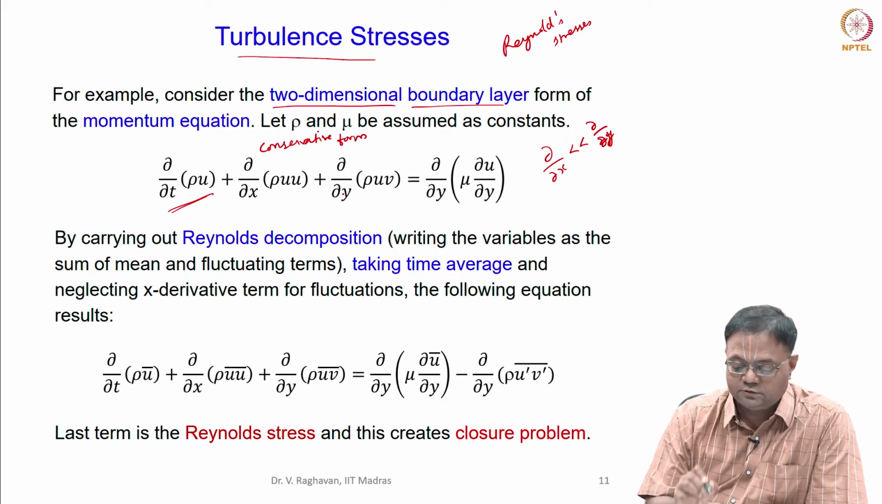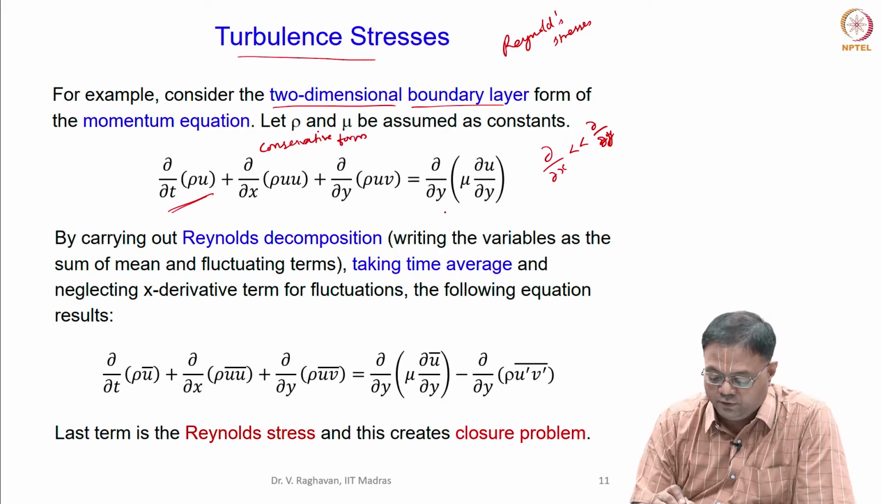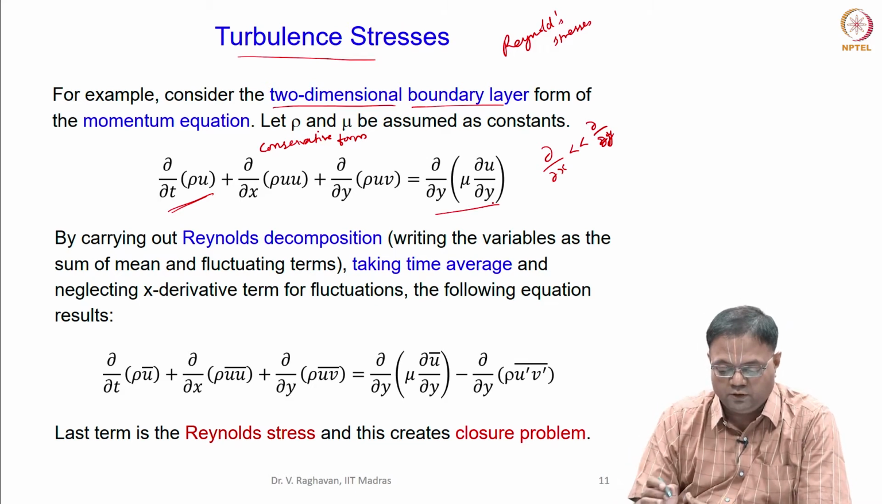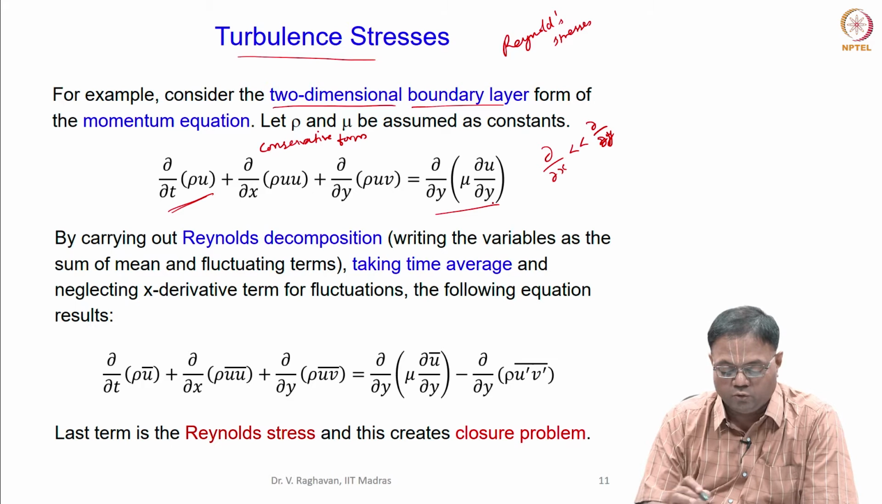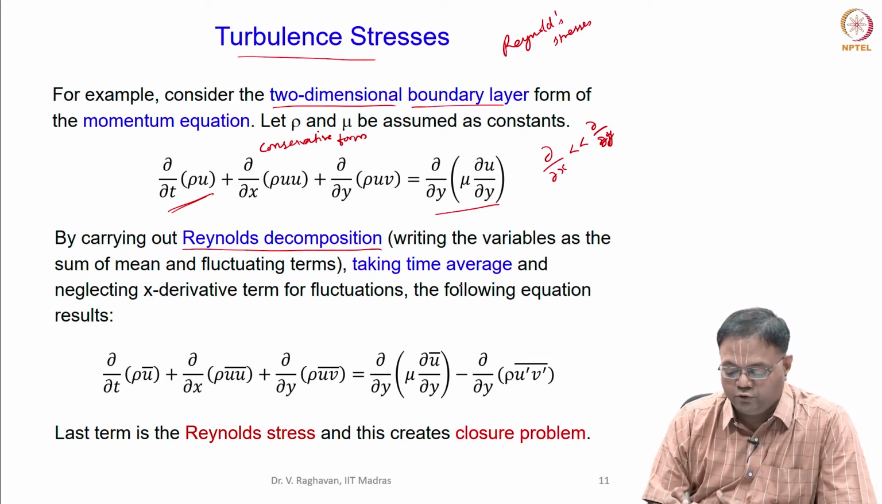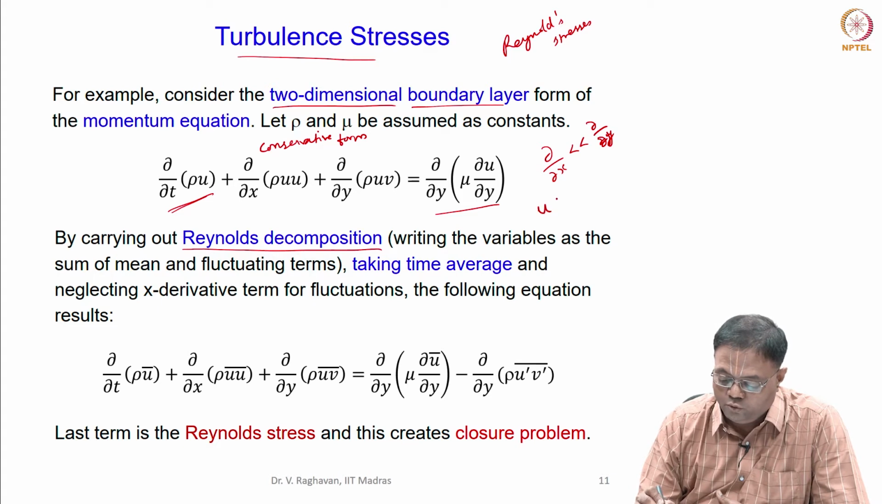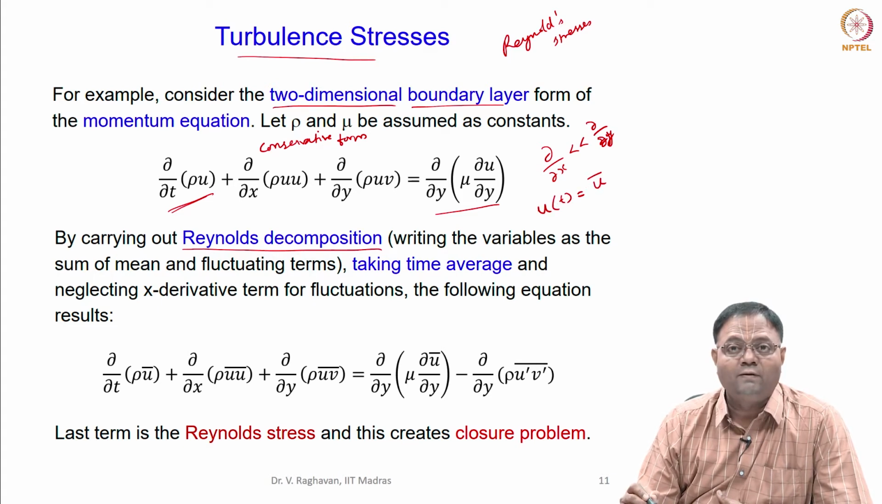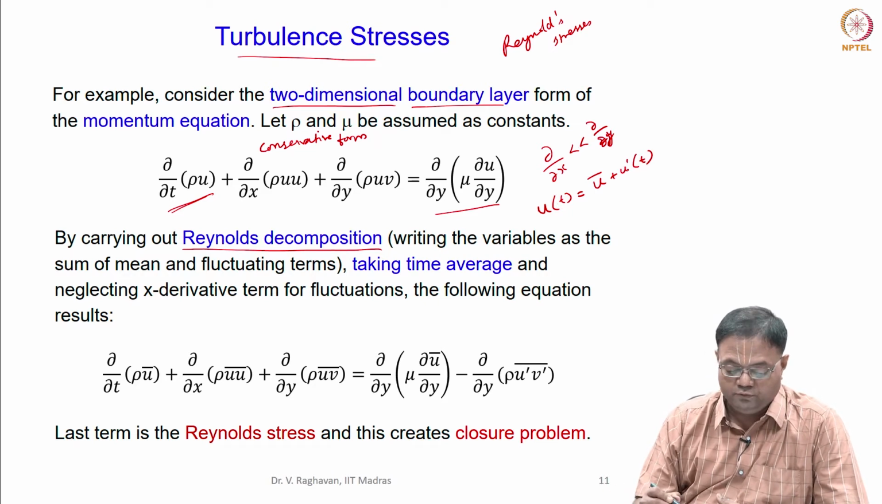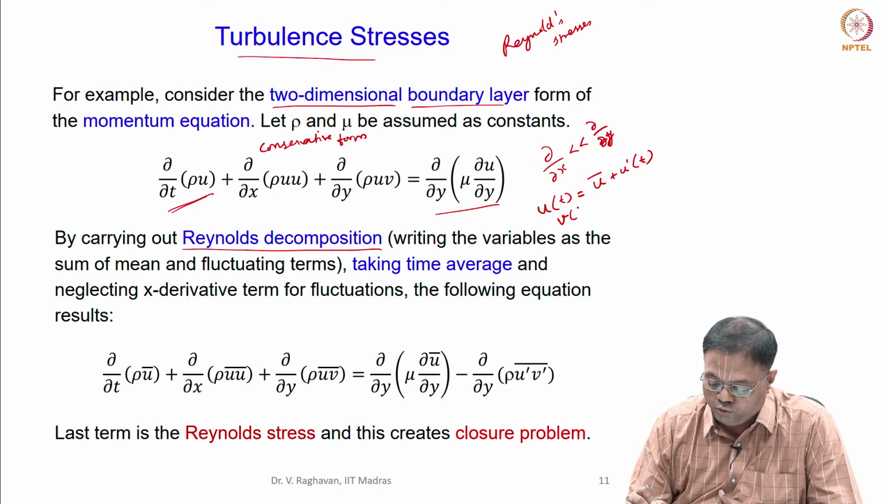Writing like this is the conservative form, and you can see the diffusion term on the right hand side. This is what we are taking into account now, and let us do the Reynolds decomposition, where you know that u at any time instant t is written as the time average value plus the fluctuating value, which is again a function of time. Similarly, for v you do the same.